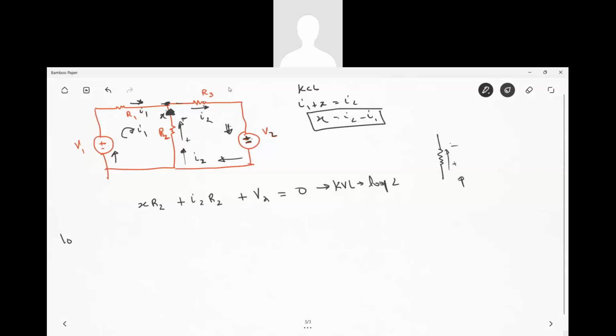For loop 1, you tell me. For loop 1, it would be minus V1, plus I1 R1, plus X into R2. But what would be the value of X there? The X value would be that loop minus the other loop current. So X would be I1 minus I2, into R2, is equal to 0, right? Understood?